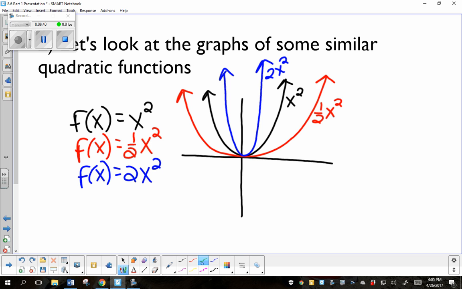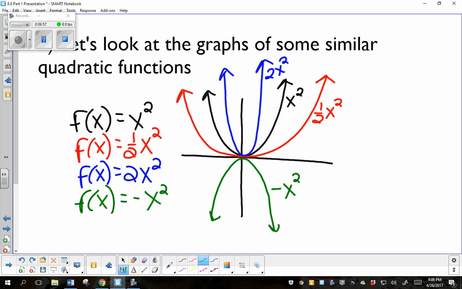And then last, we tried f of x equals negative x squared. And that was the same as the black one on here, just a regular U-shaped curve, but it flipped over the x-axis. So this is negative x squared. Pause if you need more time to draw those. Otherwise, I'm going to go on and write a little summary of what we just found.